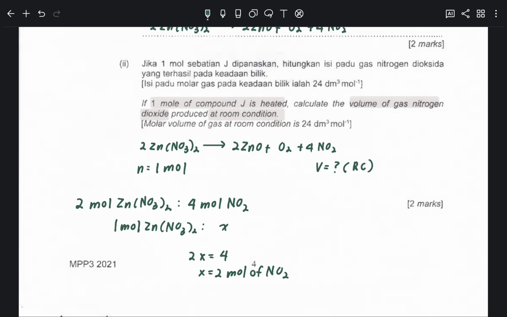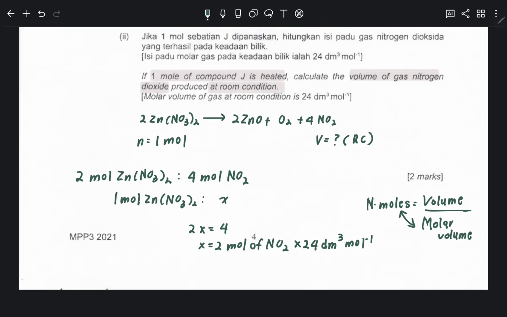But however, I want the volume in room condition. So I have to use which triangle? I have to use the third triangle, the mole, the room condition and everything. So just write the formula. Number of moles equals volume over molar volume. So number of moles is 2, your molar volume is 24 decimeter cube per mole. How do I know? It is already given, it's a theoretical value. So you have to multiply number of moles and molar volume, so you will get 24 decimeter cube per mole.